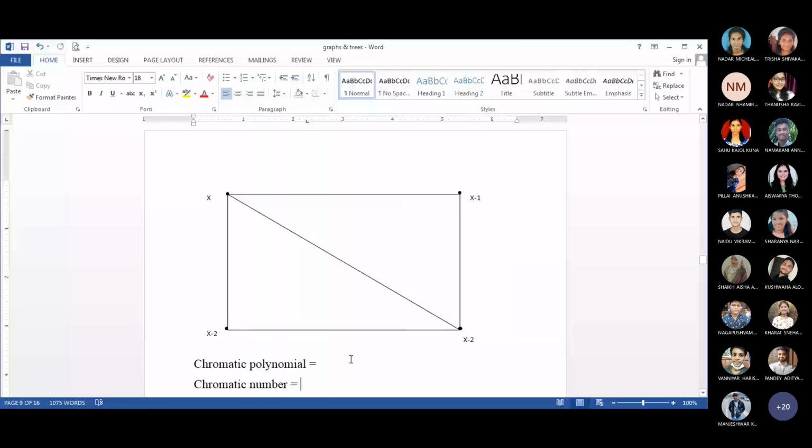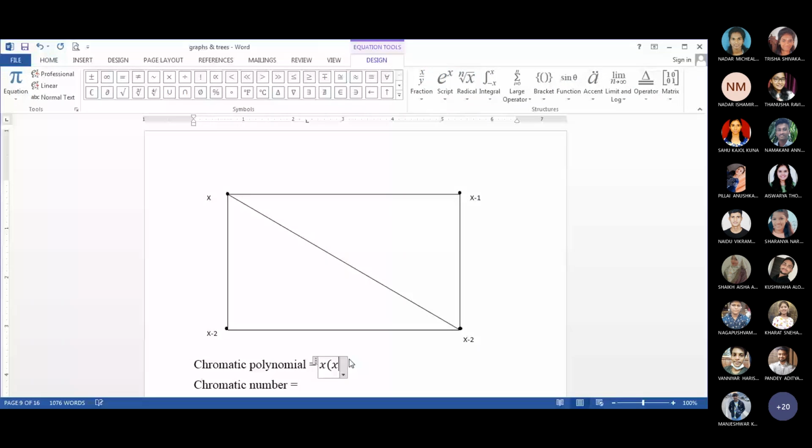So here my chromatic polynomial will be x minus 1, x minus 2 the whole square. Whatever possibilities of colors come, I have to multiply them. Right? Is this clear?